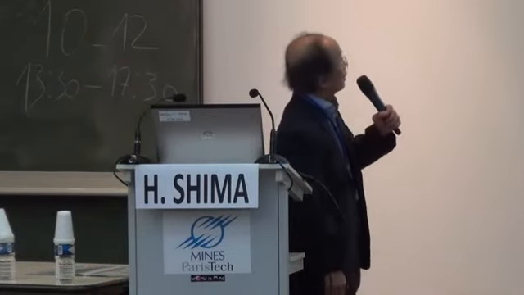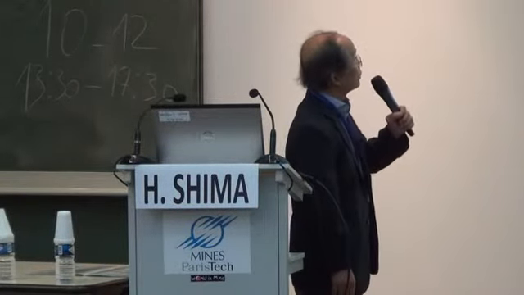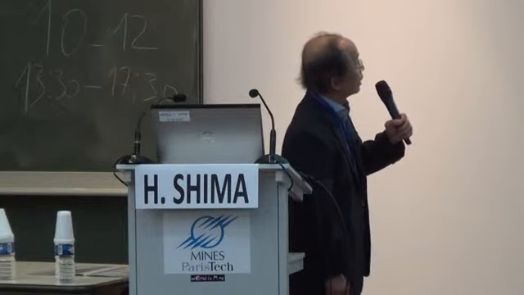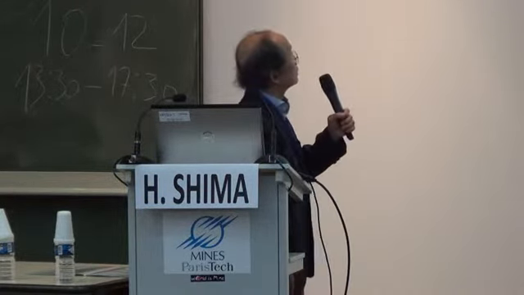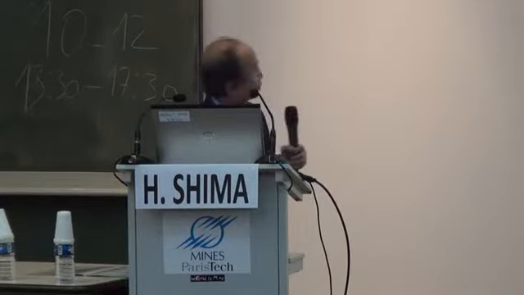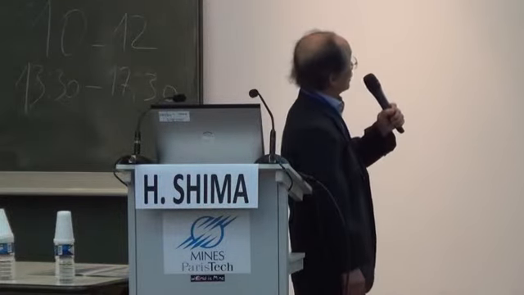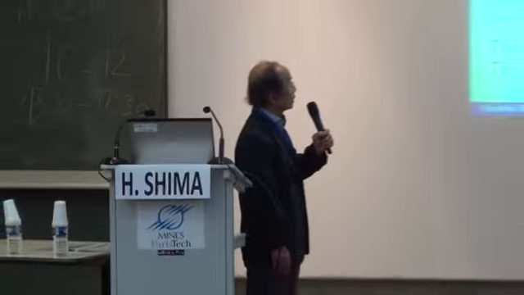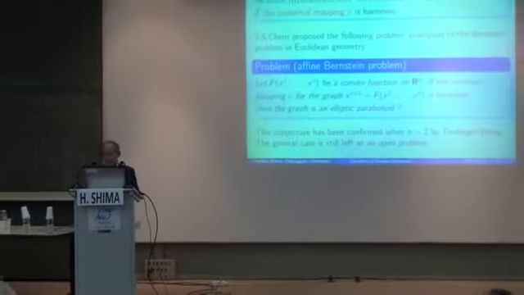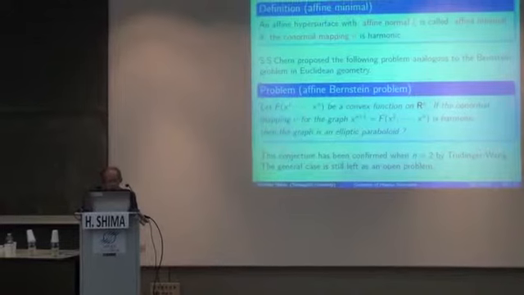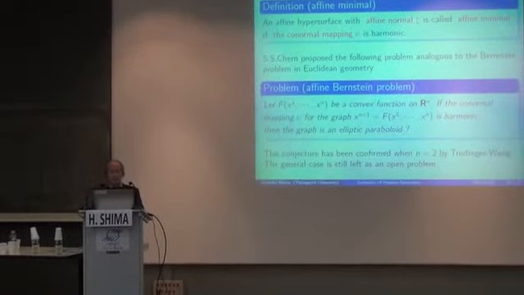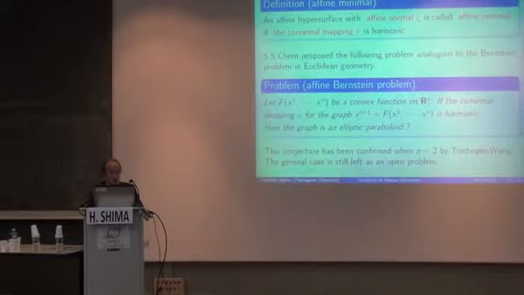Definition: affine minima. An affine hypersurface with affine normal C is called affine minimal if the conormal mapping ν is harmonic. Hessian proposed the following problem, analogous to the Bernstein problem in Euclidean geometry. The following is the affine Bernstein problem.